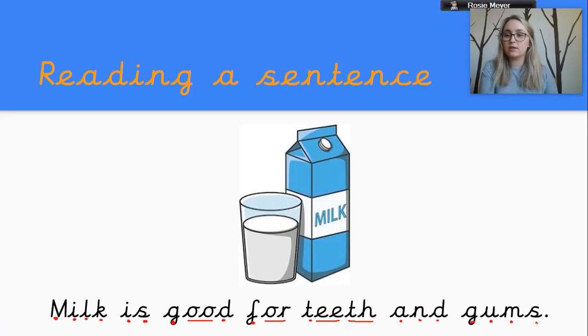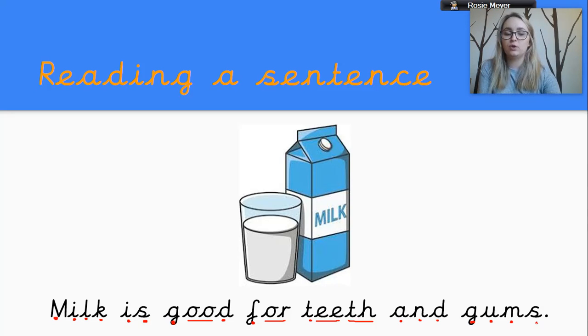And when you're ready, we're going to have a go at reading this together. Okay, so you might just be looking at mine on the screen, or you may have your own in front of you. Now remember, your finger is really helpful to press those sound buttons as you go along and blend each word. So let's start with that first word on the screen. Okay, it says m, i, l, k, milk. So we know the first word is milk.